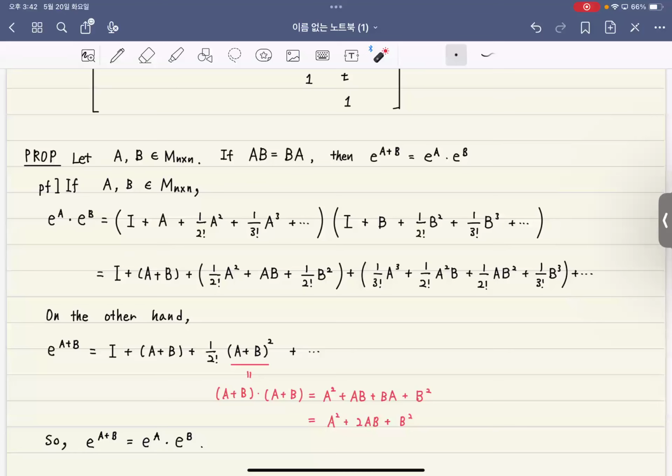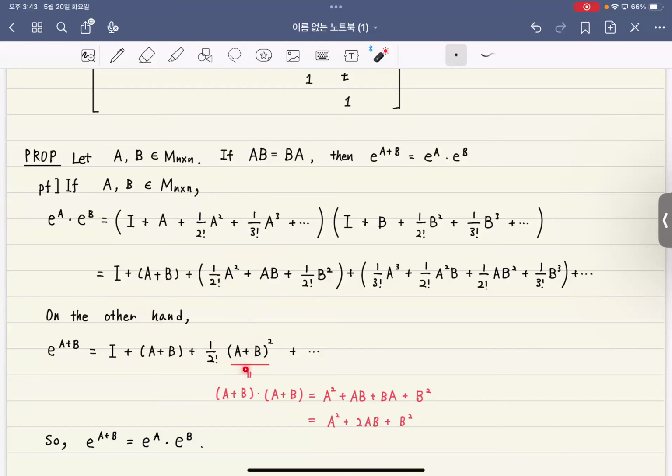Everything is written in order of degree. All right, so this is e^A times e^B. But on the other hand, now I try to compute e to the A plus B. Again, by definition, I plus A plus B, and it goes on like this. And we compare this expression and that expression, comparing term by term. So identity is the identity, good. A plus B is A plus B, again nice. But is this guy the same as this guy? Okay, let me check this out.